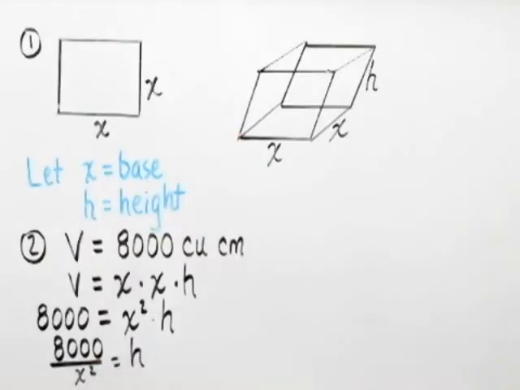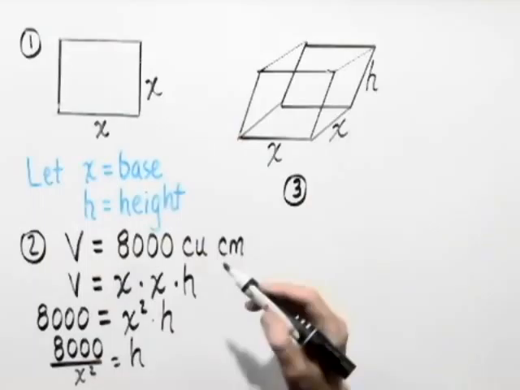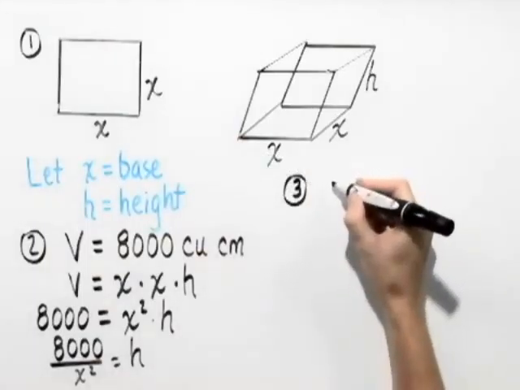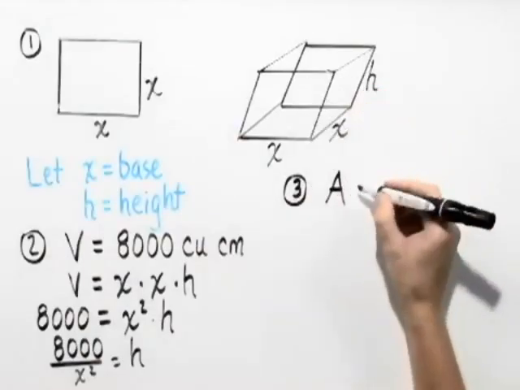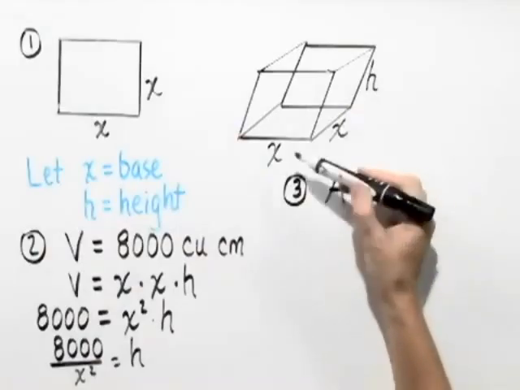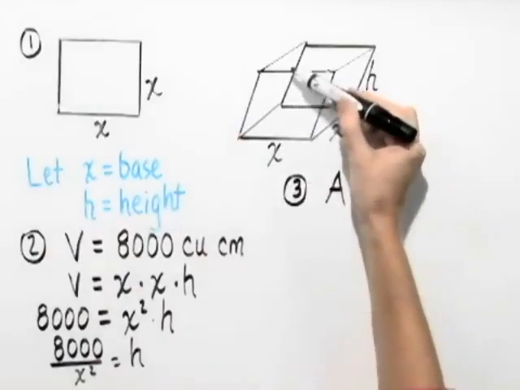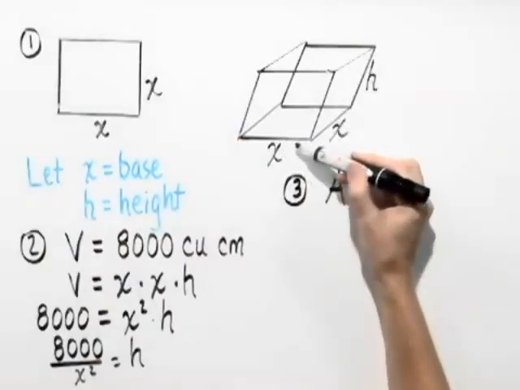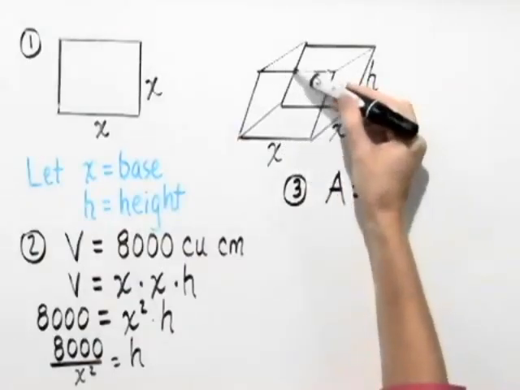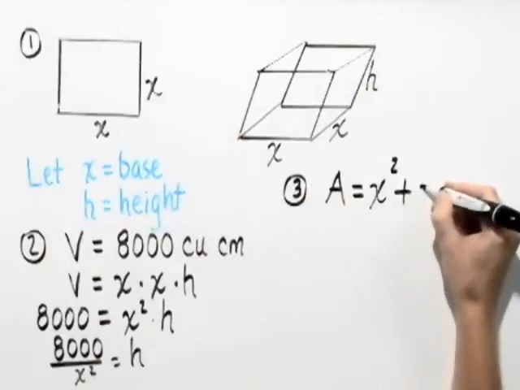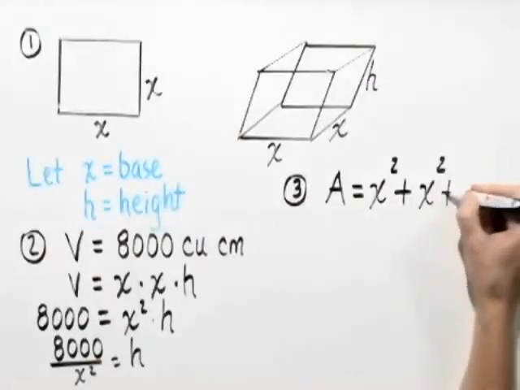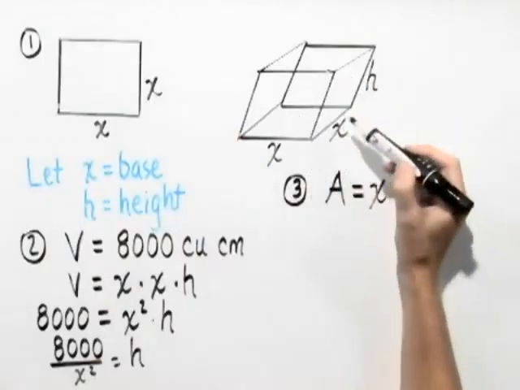Now we're going to move on to part 3. We're asked in this problem to express the surface area A as a function of the length of the side of the square x. So we know that the surface area of a rectangular box is going to be equal to the area of the base plus the area of the top base. Since the area of the bottom base is x times x, or x squared, the area of the top base is the same thing. We're going to start off with the area of the bottom base plus the area of the top base. Plus, we have 4 sides of this rectangular box.